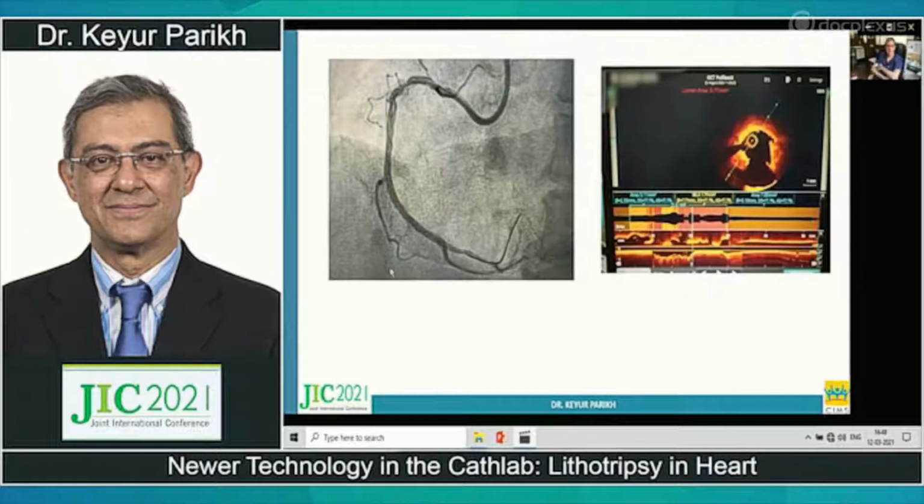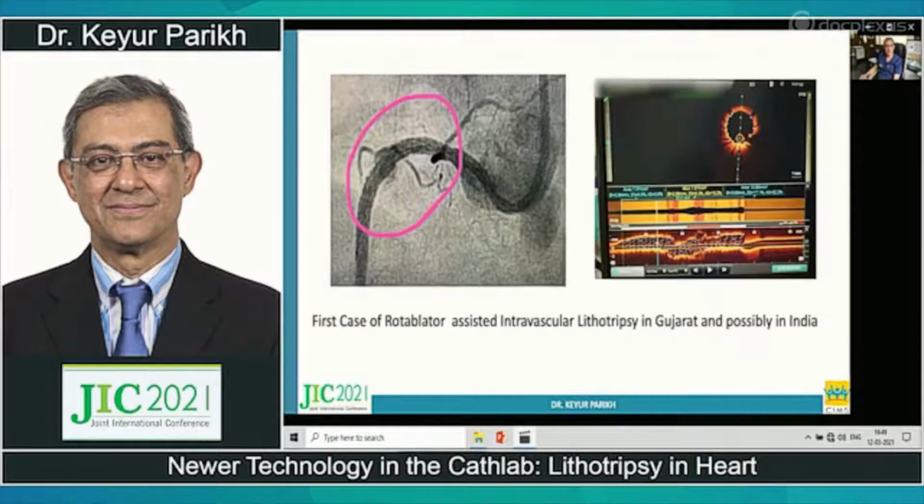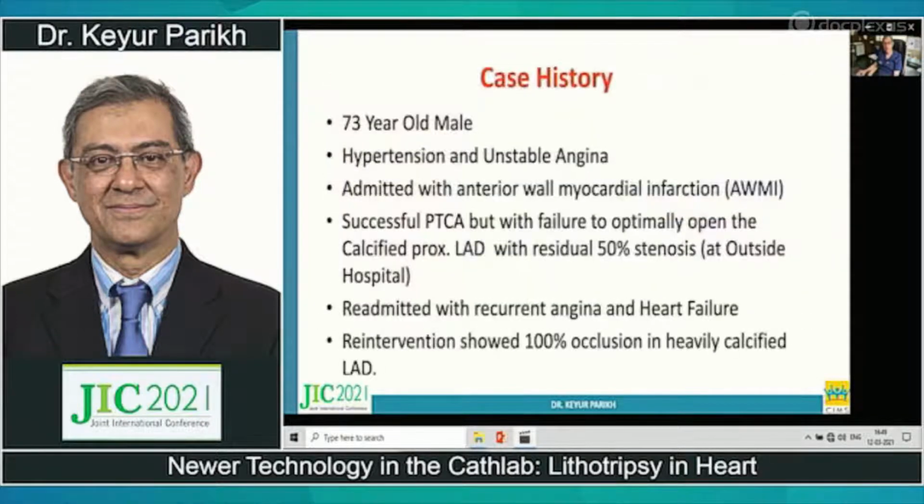So having used shockwave, we did an OCT where we saw the entire fractured calcium, as you see here, and the artery had opened up even much more. Subsequently, we were able to deliver the stent and open the artery. And as you see, finally, an excellent result was achieved. This is the first case of rotablator-assisted intravascular lithotripsy in Gujarat and possibly in India. This is the nicely placed stent in this artery.